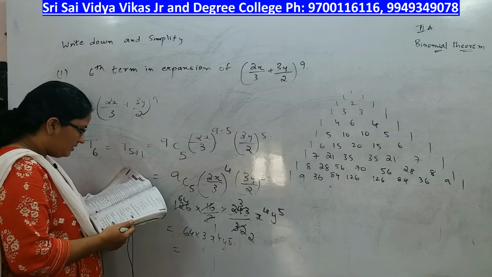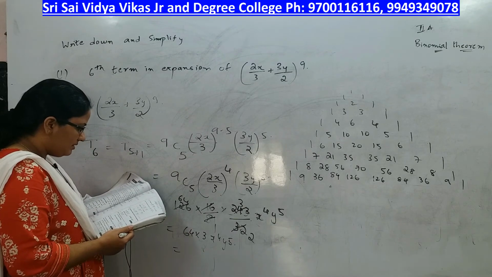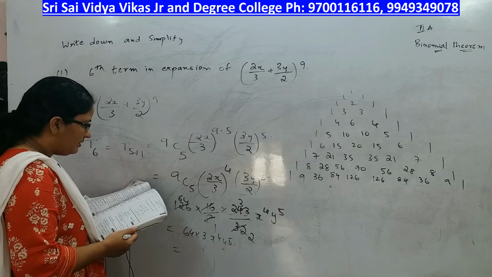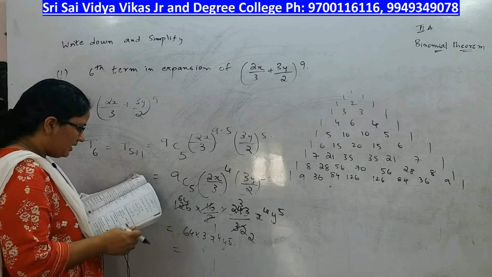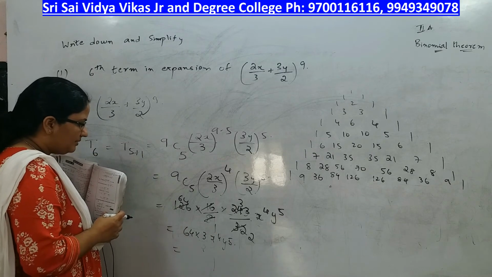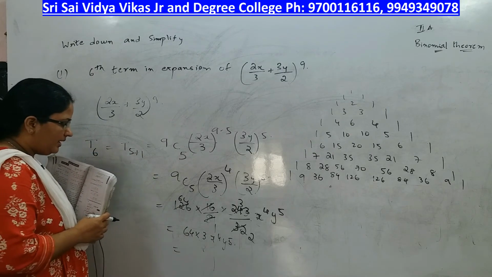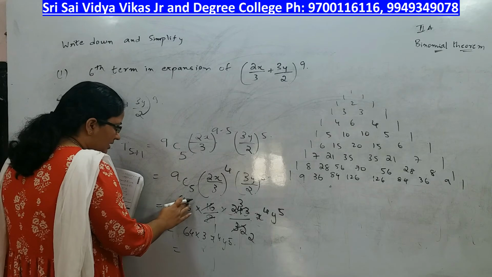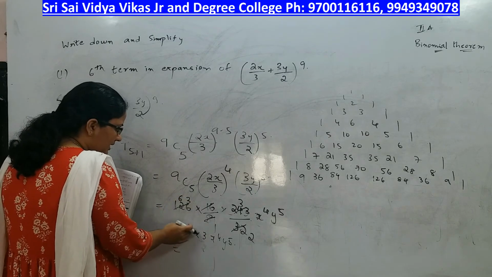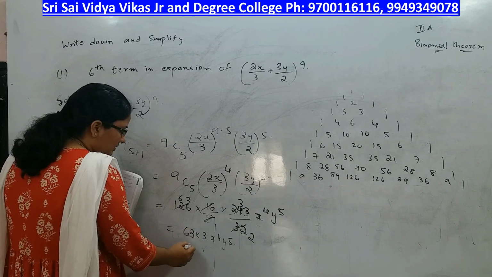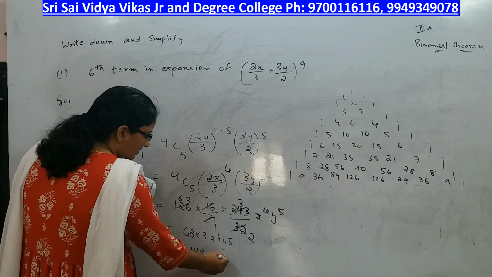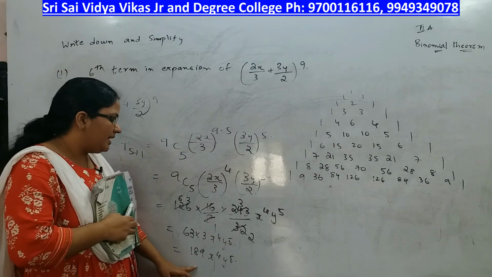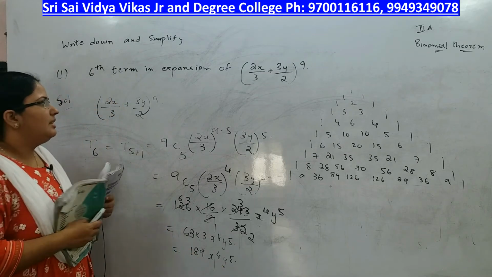So that is nothing but 126 by 64 into 3. 2 6s are 12, 2 3s are 6, so you get 63 into 3, which is 189 x power 4 y power 5. That is about this problem.